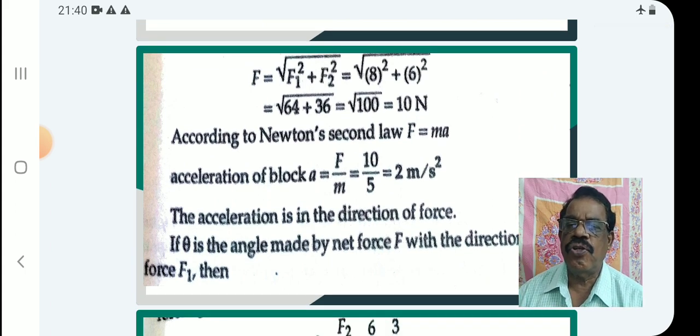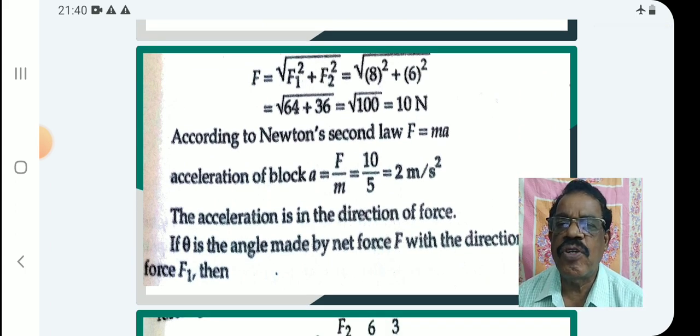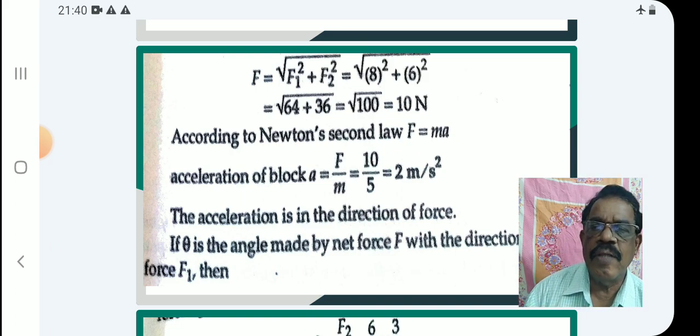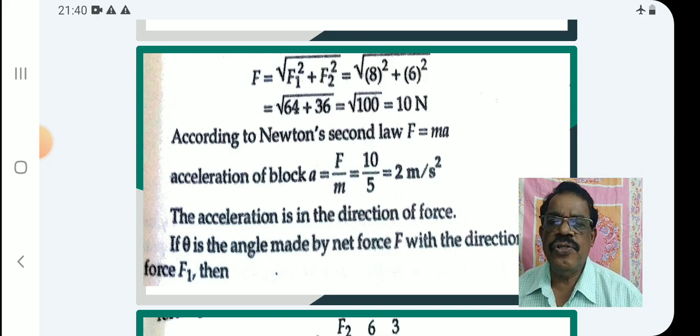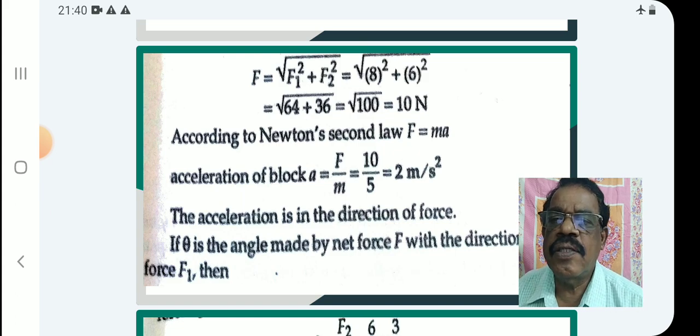That is F is equal to root of F1 square plus F2 square, root of 8 square plus 6 square, that is root of 10 square. Therefore, F is root of 100, 10 Newton.